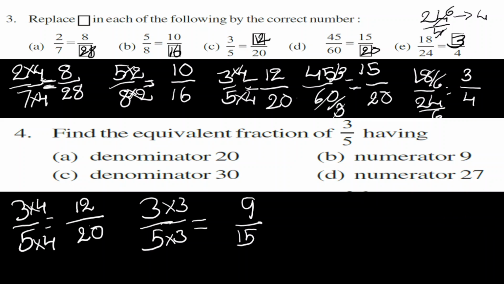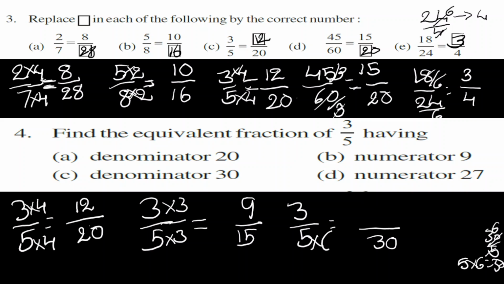Now coming to the next one, here the denominator is 30. So we need to find the equivalent fraction of 3 by 5 whose denominator is 30. Here 5 became 30. You know that 5 into 6 is equal to 30, or 30 by 5 is nothing but 6. So we need to multiply this by 6. Both the numerator and denominator should be multiplied by the same number. Now the fraction became 18 by 30.